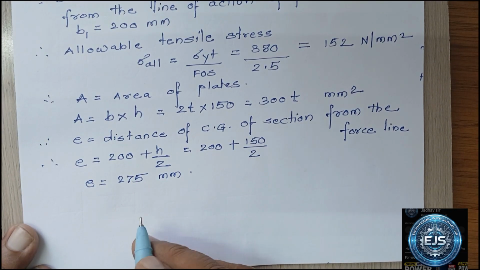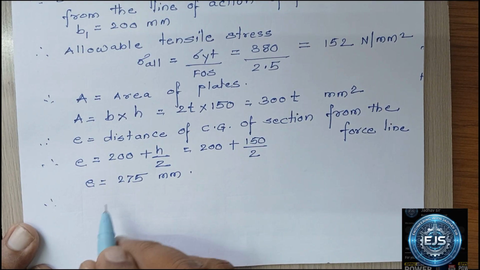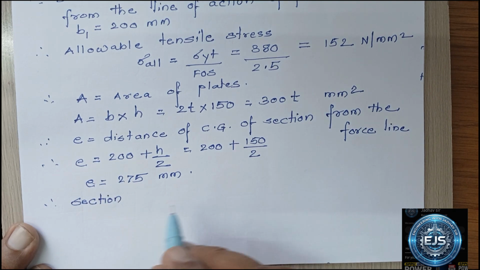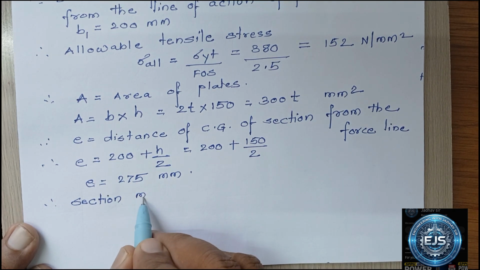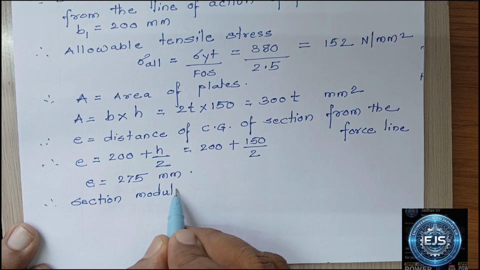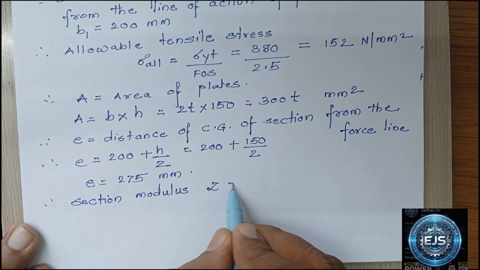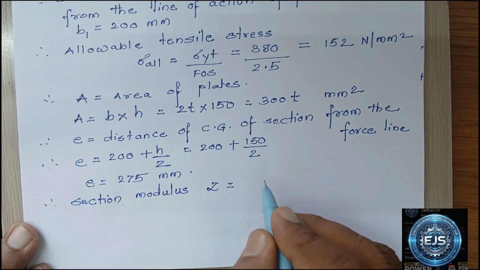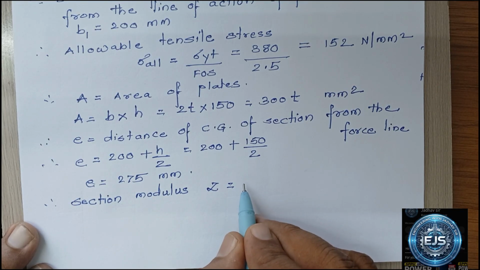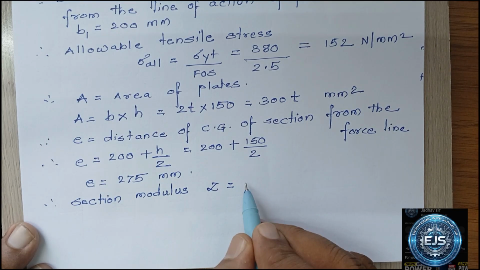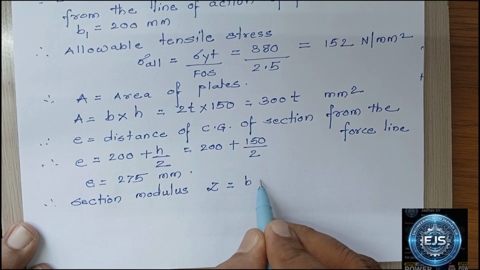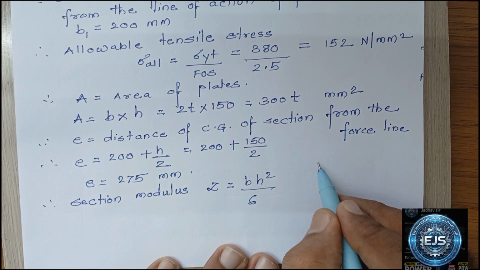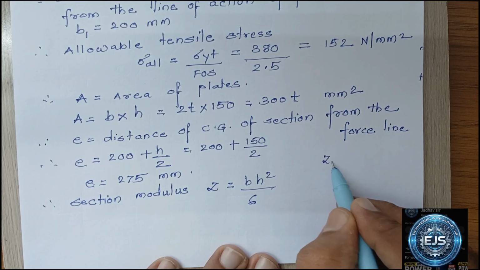Now we have to calculate the section modulus Z of this given section. Given section is of width B and depth h. So section modulus Z for the rectangular section is BD square by 6. Here B is the width and D or h is the depth. So it is BH square by 6. This is the section modulus formula.